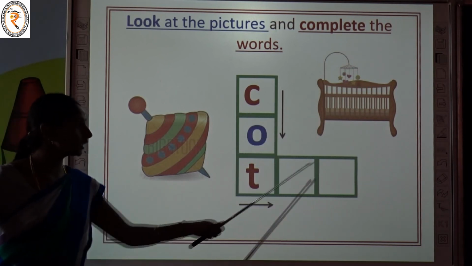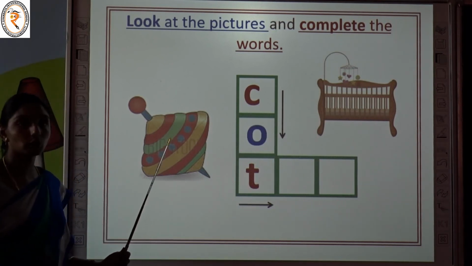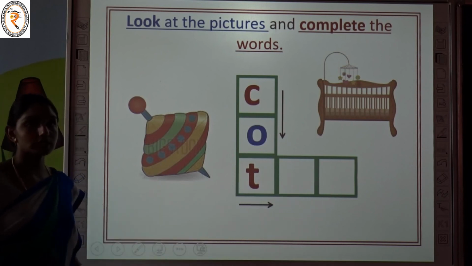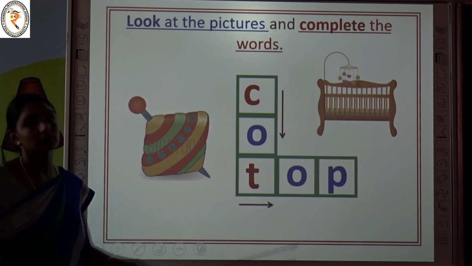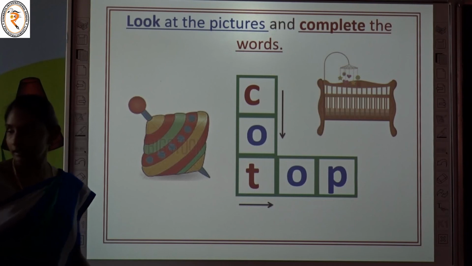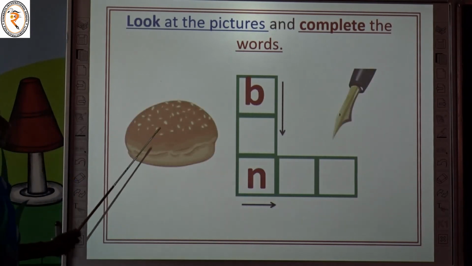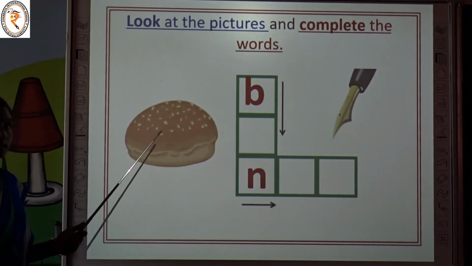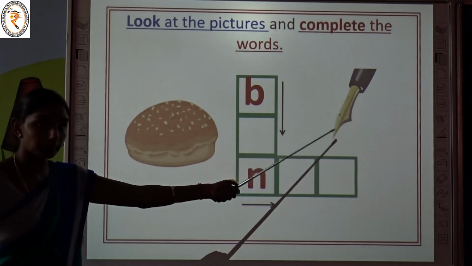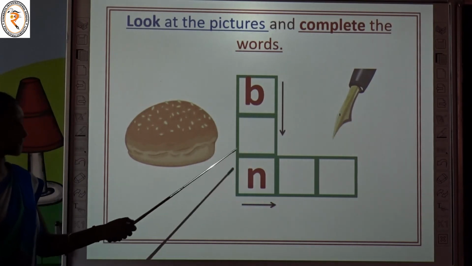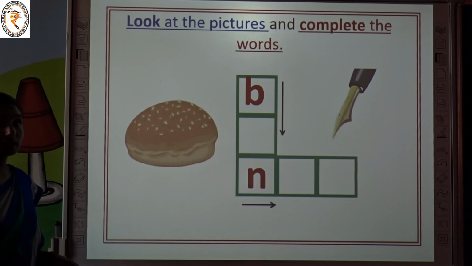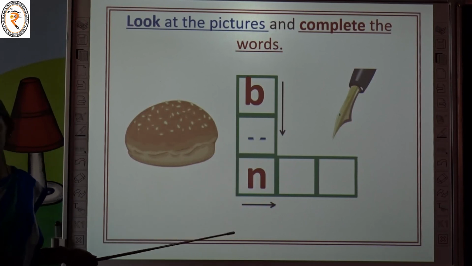You have to fill the two letters to complete the word top. Top. What is the answer? O P. Very good. C O T, cot. T O P, top. The next one, see here, can you see these two pictures? What is it? This is bun, this is nip. You have to fill the missing letters and complete the word. Which letter is missing in the word bun? U. Very good. You are telling the correct answer.